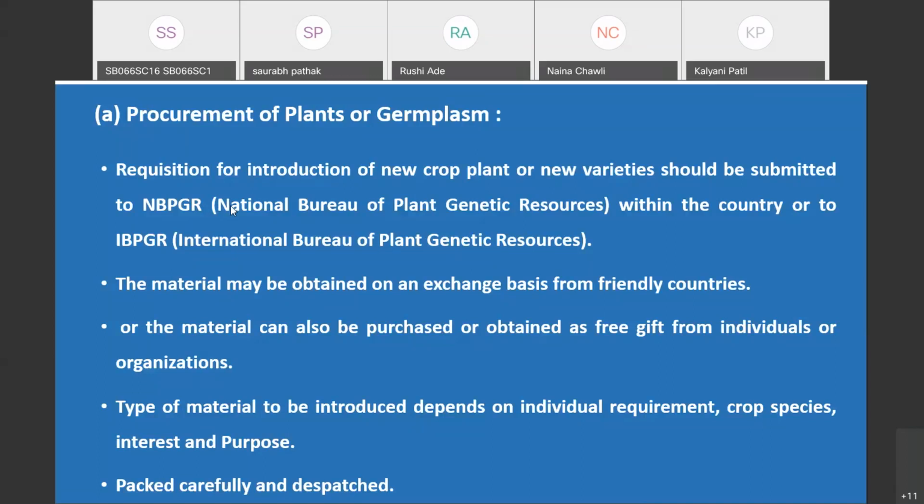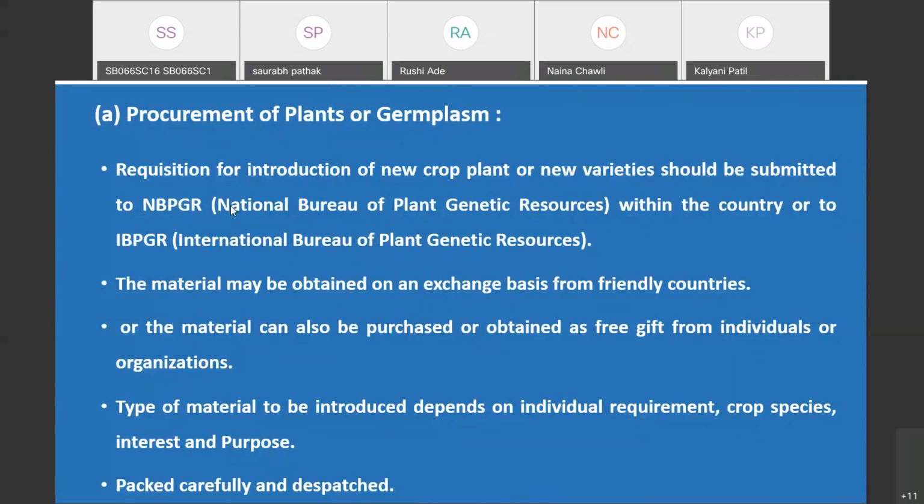There are two ways by which plant material can be obtained from another country. The first one, the institution or the individual makes a direct request to the institution or individual present in the foreign country directly. But a copy of that letter should be sent to the NBPGR.